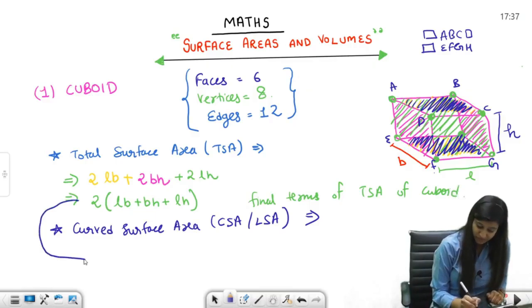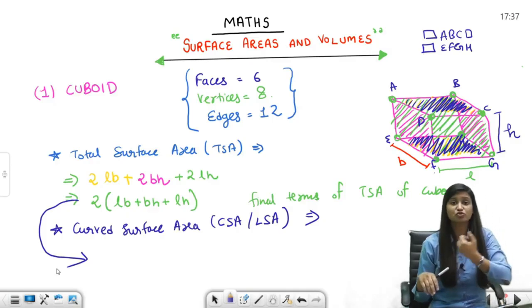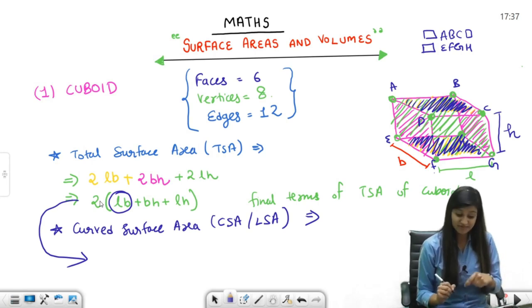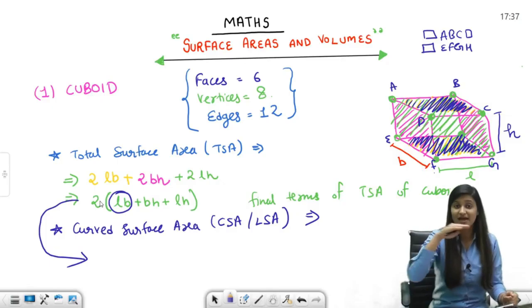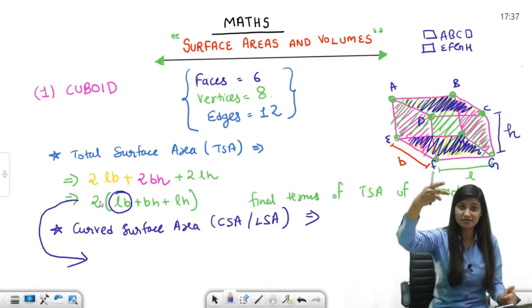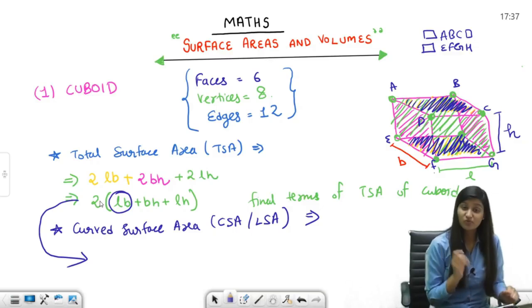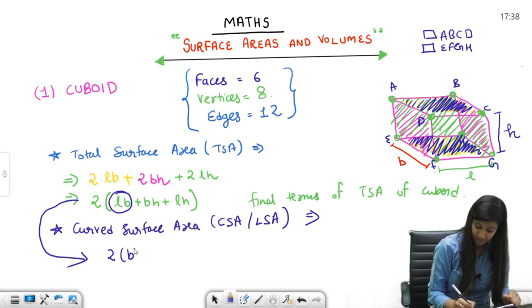Let's modify from this one. You just need to remove the LB term, right? Because these were the areas of the rectangles which were present at the bottom and at the upper part. So you just need to remove the LB part. Now what will we be left with? It will be 2 times BH plus LH.